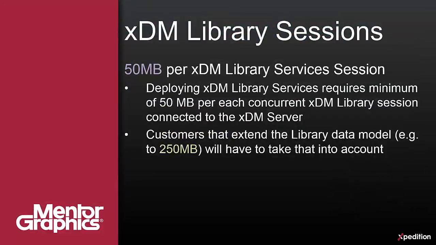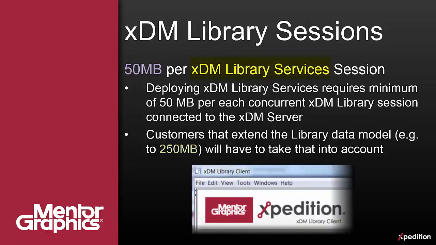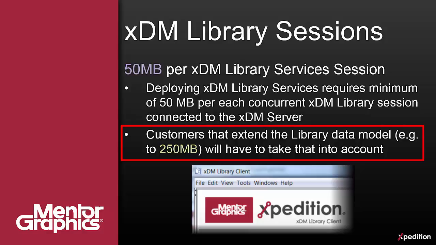In addition to the base level RAM requirements, other factors contribute to the amount of RAM necessary to support an optimal running XDM server. If the XDM library services are deployed onto the XDM server, there will be a minimum of 50 MB per each concurrent XDM library session connected to the XDM server. Since customers can extend the library data model with new classes, catalog groups, and properties, for example up to 250 MB, you have to take that into account when configuring your external resources used by the XDM server.